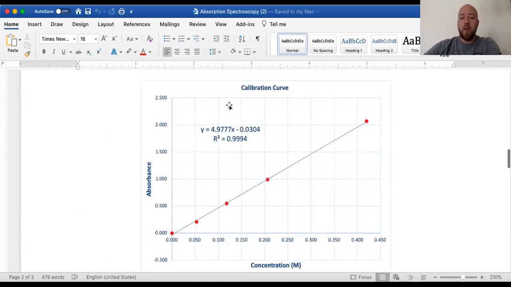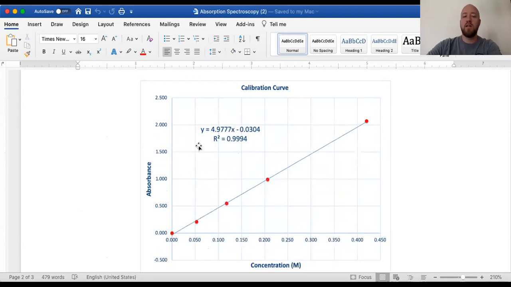Just like in our physical property lab, we would create a calibration curve. So creating a calibration curve is a common standard practice for doing analytical analysis. If we want to know how much stuff there is, we need to create a calibration curve, showing how the instrument responds to various concentrations.